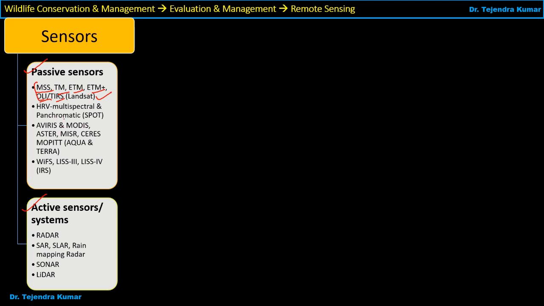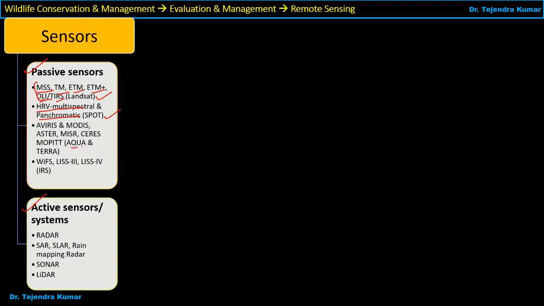The next kind of sensors are used in the SPOT type of satellites. These are HRV, multispectral, and panchromatic sensors. HRV means high resolution visible imaging multispectral sensor, or panchromatic sensor, which are used by the SPOT type of satellites.